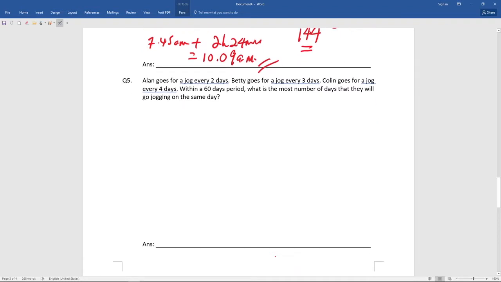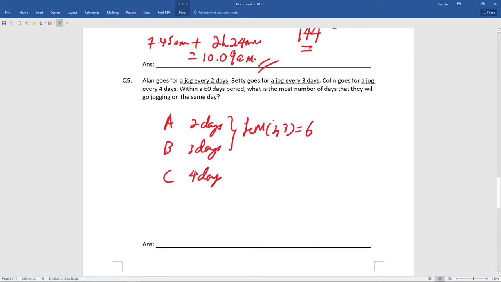Question 5. We know that Ellen jogs every 2 days, Betty jogs every 3 days, and Colleen jogs every 4 days. Again, let's compare Ellen and Betty. The lowest common multiple of 2 and 3 is equal to 6, which means that Ellen and Betty would go jogging together every 6 days. However, 6 is not divisible by 4, so we try to increase by another 6, which gives us 12, and this time 12 is divisible by 4, which means that Ellen, Betty, and Colleen would jog together every 12 days.